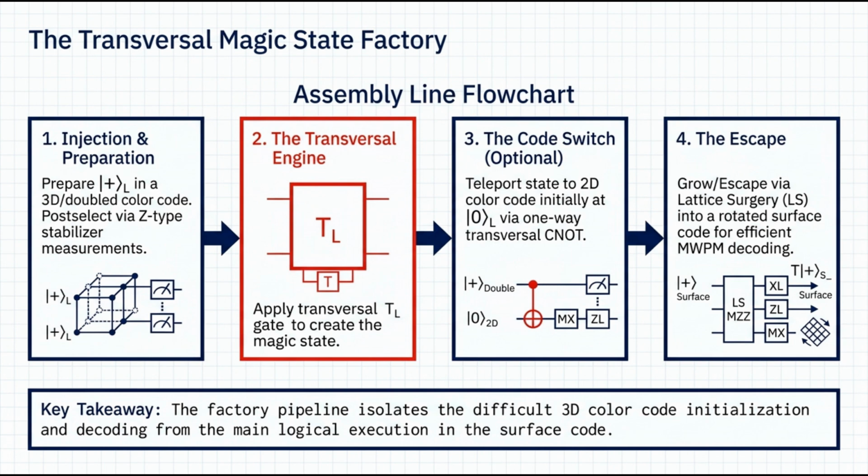The magic state is teleported into a 2-dimensional color code, initially prepared in the logical 0 state, using a one-way transversal controlled NOT gate. Finally, in step 4, the state escapes by growing the code via lattice surgery into a larger rotated surface code. The key takeaway of this architecture is that the factory pipeline effectively isolates the difficult three-dimensional color code initialization and decoding from the main logical execution, which takes place in the surface code where minimum weight perfect matching can be efficiently applied.